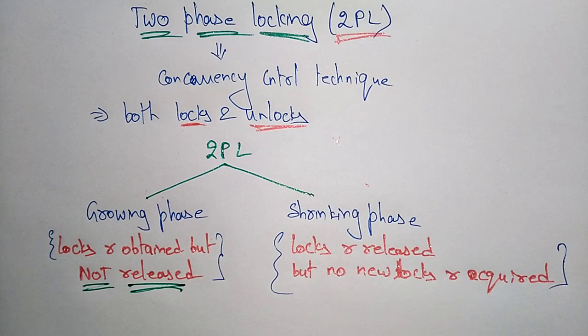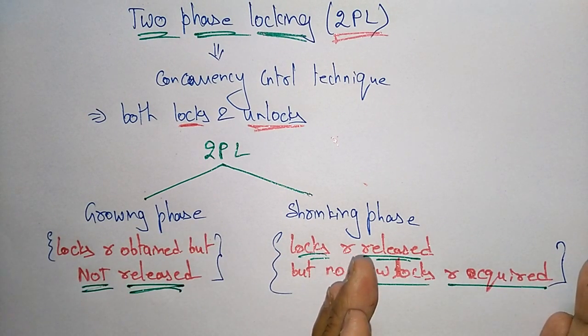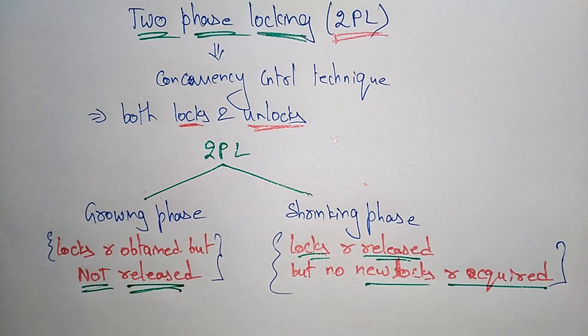Coming to the shrinking phase, shrinking means getting down, meaning the locks are released but new locks are not acquired. No new locks are acquired in the shrinking phase. That is the main difference you have to note. Here locks are acquired, and there no new locks are acquired, only released. So this is two-phase, and that's why you call it two-phase locking.